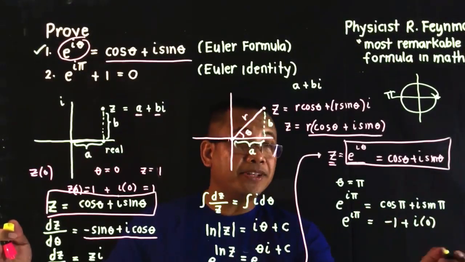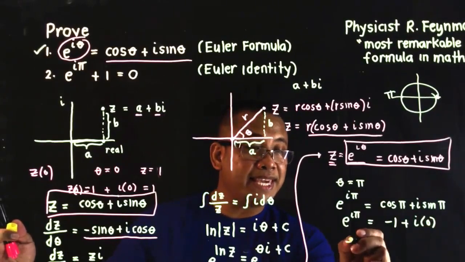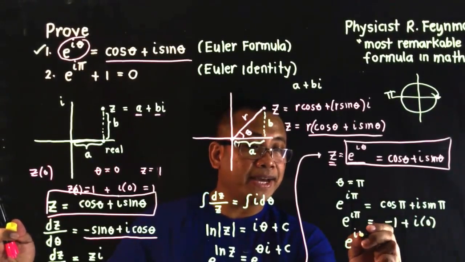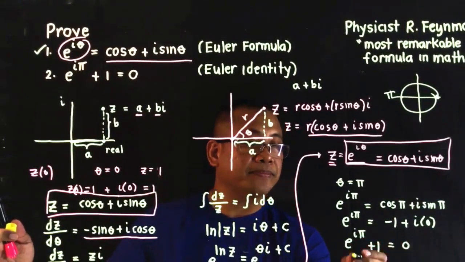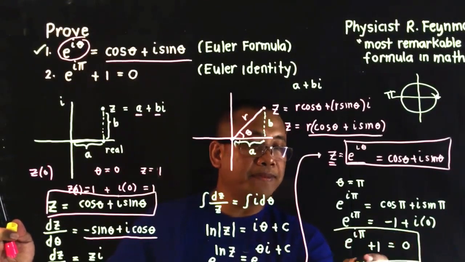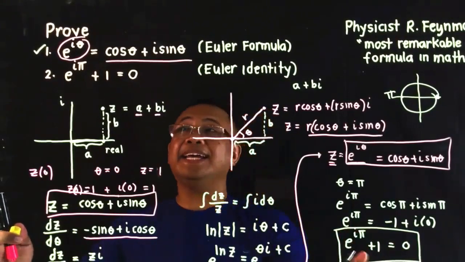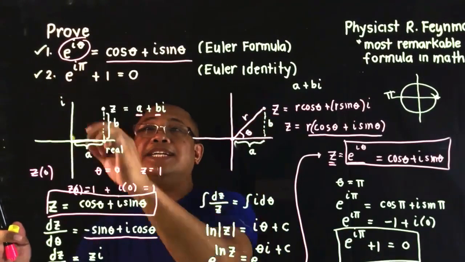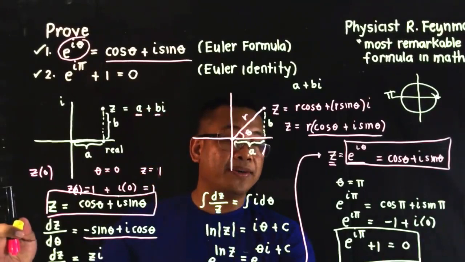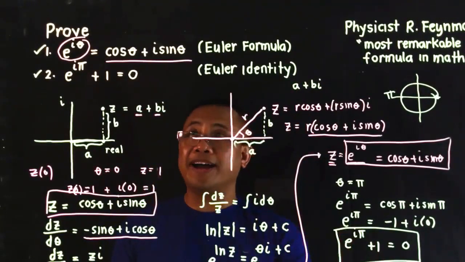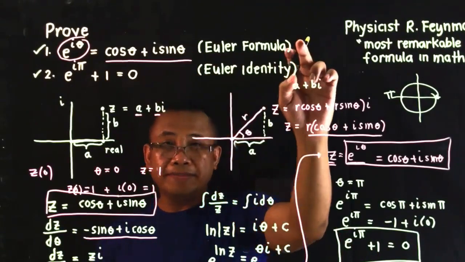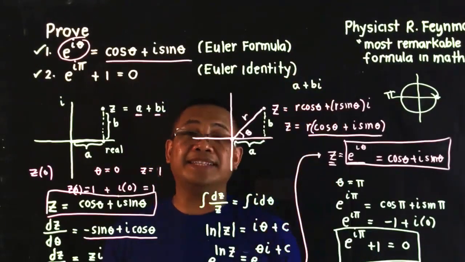And then let's add 1 to both sides of the equation to arrive at e raised to i pi plus 1 is equal to 0. This form now is exactly the second part here that we would like to prove. And this is now what we call the Euler identity. So this is how we derive the Euler formula and the Euler identity.